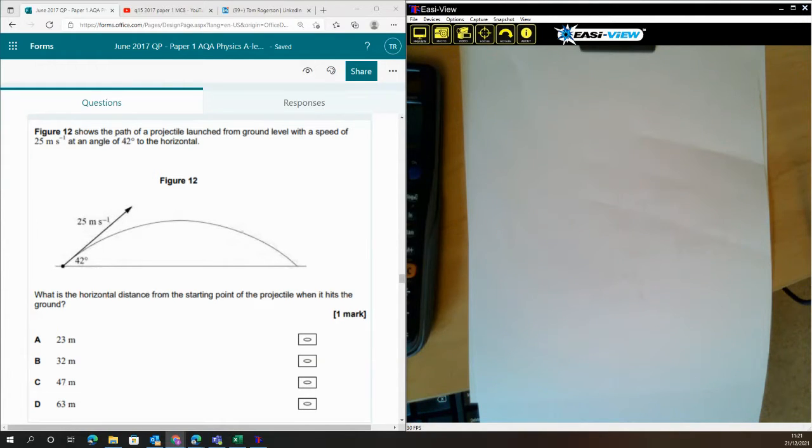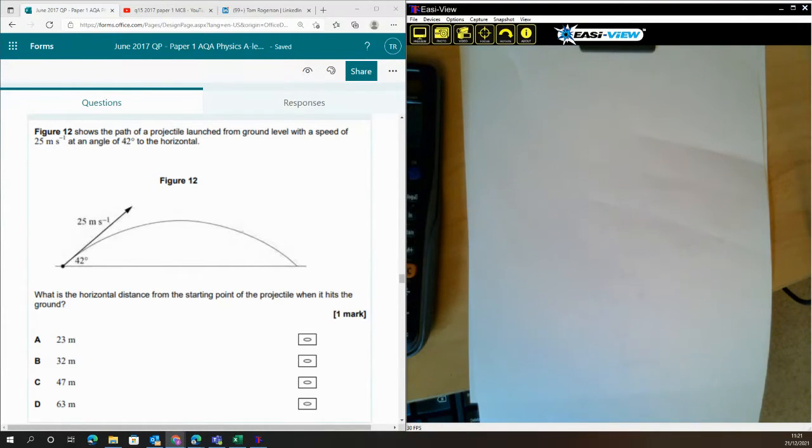So we're told that the projectile launched from the ground with a speed of 25 meters per second at an angle of 42 degrees to horizontal. So we can work out from that how long it takes the projectile to get to its maximum height, or we can work out how long it takes to get all the way back down to having the same velocity in the opposite direction. So it's using the symmetry of the motion.